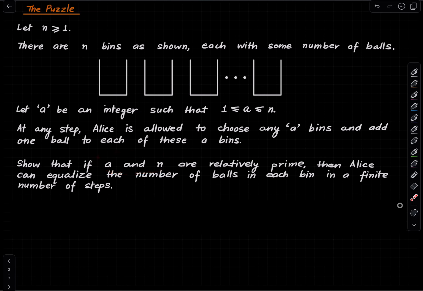A is a fixed number. She is not allowed to change a. So the simplest example of this was when a is equal to 1. If she is allowed to choose any one bin and add a ball to it, clearly she can equalize the number of balls in each bin, right? So that's trivial, but it becomes interesting when you do not have a equal to 1 and you only have this hypothesis that a and n are relatively prime. So this is the puzzle, and let me illustrate it in a concrete example.